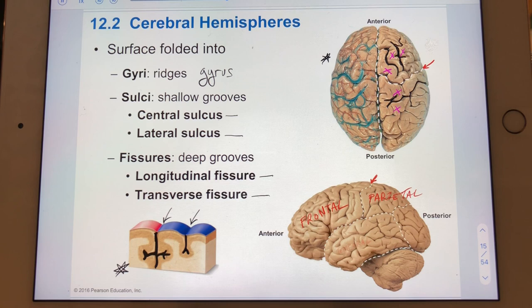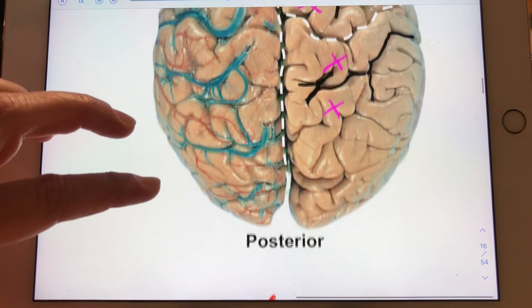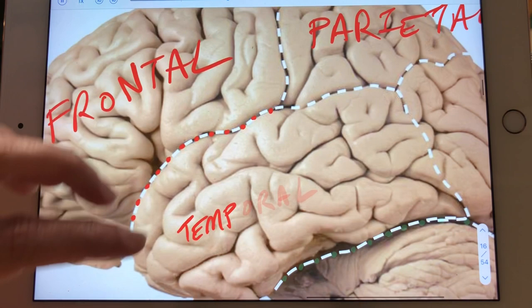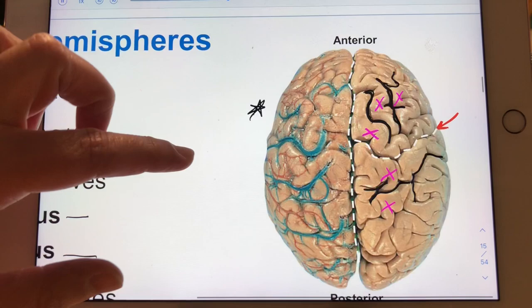See this dotted white line that I made, that I'm now supplementing with a red dashed line? That is the lateral sulcus. It helps to differentiate, well, not differentiate, demarcate the temporal lobe from the others.